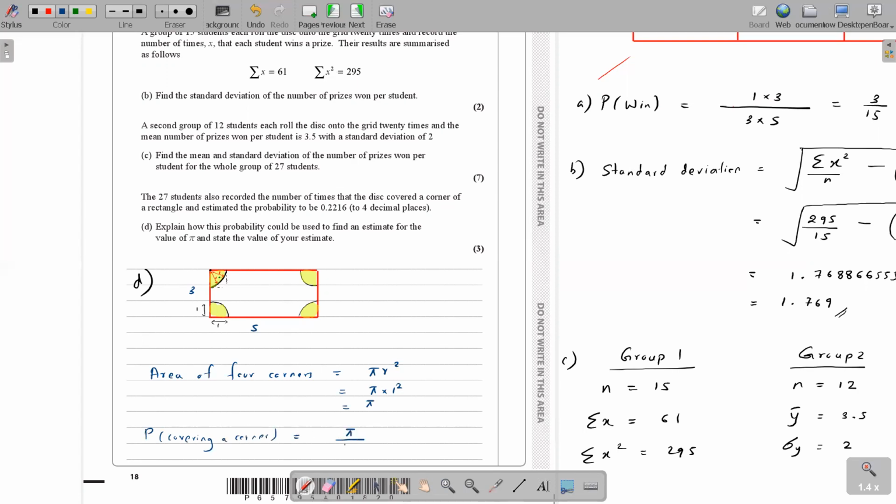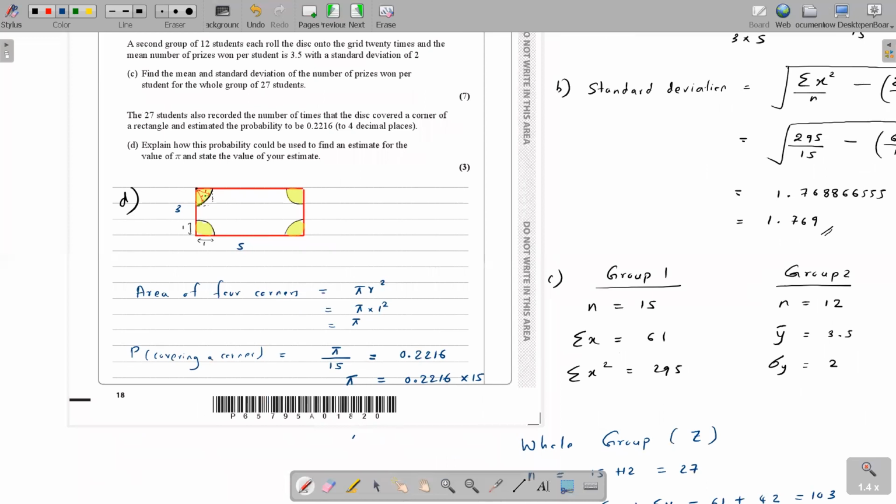So you have pi out of how much? The total area is 15, right? And then this answer is equal to what? They say the probability of covering a corner is given, 0.2216. It's given in the question. So now you can get the value of pi. 0.2216 multiplied by 15. How much is it? 3.324. Exact. So 3.324.